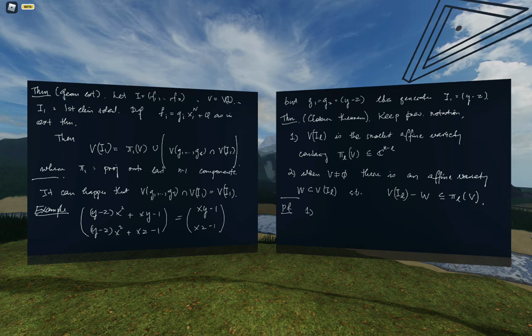So the proof of 1 requires Groebner sets, so we can't prove it because we haven't done it yet. So proof omitted.